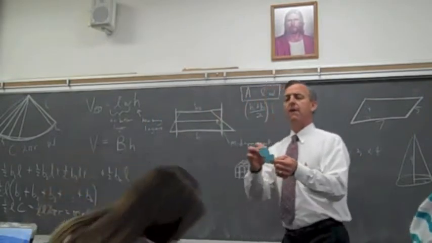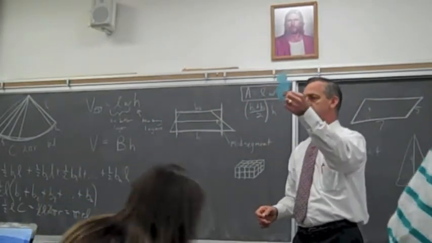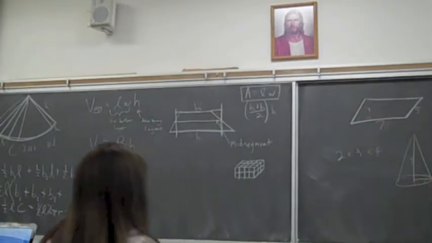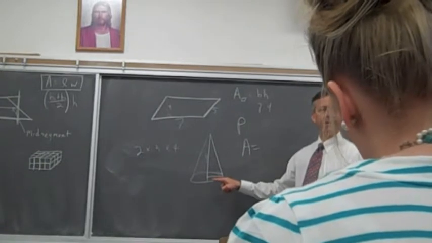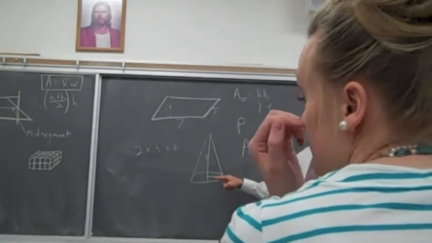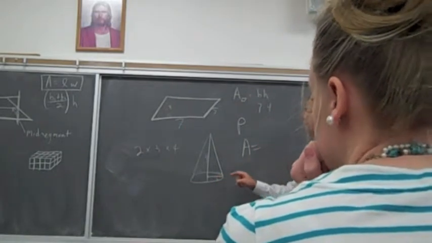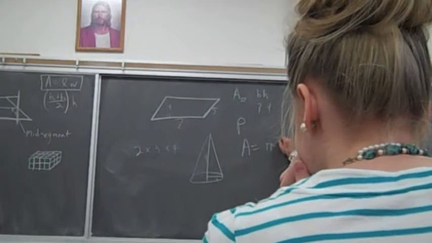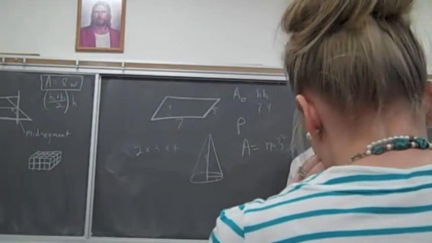So can we find the area of the circle? What is the formula for a circle area? Pi r squared. So pi and r is 3 squared. There's our circle area.